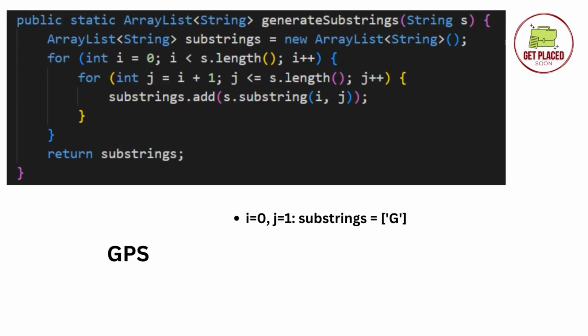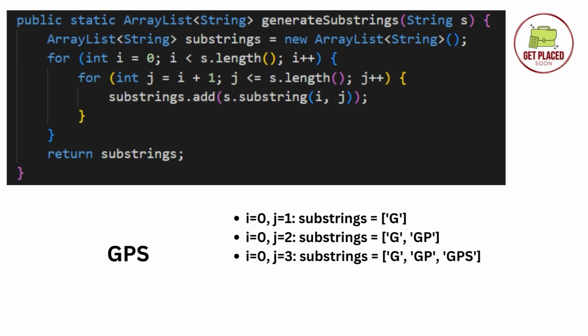So, for the string GPS, when i is equal to 0, j is equal to i plus 1. So, 0 plus 1 is 1. The substring generated is G. After j is equal to 1, the inner loop runs again. So j is equal to 2, GP is also added. When j is equal to 3, GPS is also added.